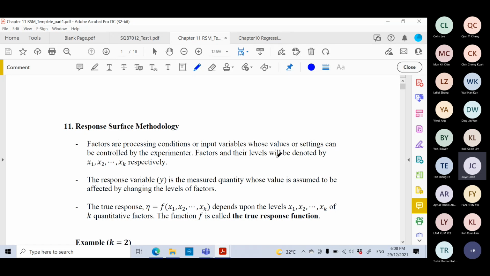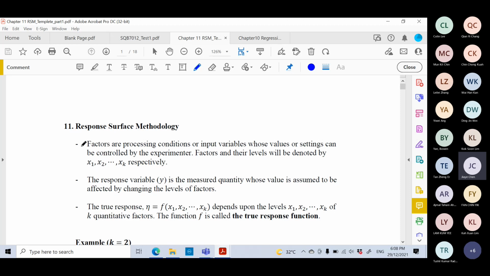The factors and variables are denoted as x1 until xk respectively, so x1 is factor 1, x2 is factor 2, and xk is factor k. Each x has different levels. If you study two levels, then they take values for the two levels. In a 2 power k factorial design, they take the values -1 and +1.